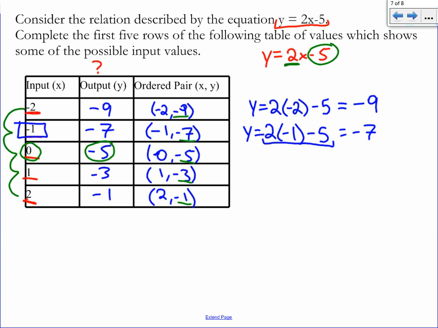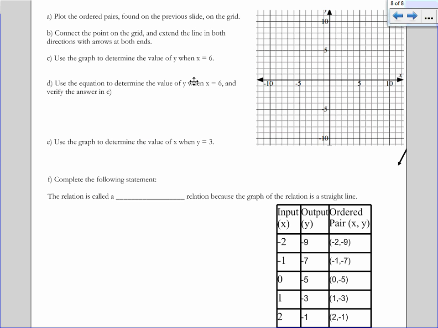Last question. So we're going to do this and then we're done. We're going to plot the ordered pairs that we found on the previous slide on the grid. I've put them right down here. So I've copied the grid right down there. We are going to graph all of those dots.